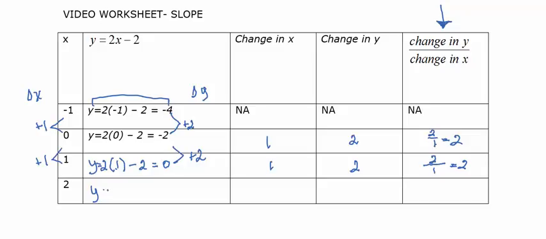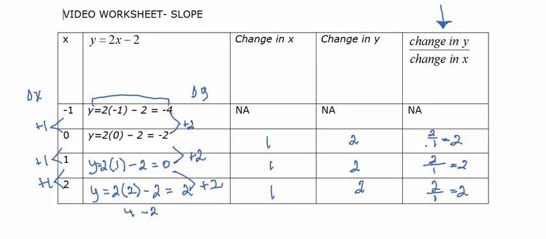One more. Evaluate for 2, so 2 times 2, minus the 2 that's already there, and that's going to be 4 minus 2, so that will give us a 2. Now in my change in x from 1 to 2 I added 1. So change in x is 1. And from 0 to 2 I added 2. So my change in y is 2. And again, change in y 2 over change in x 1 gives me a 2.